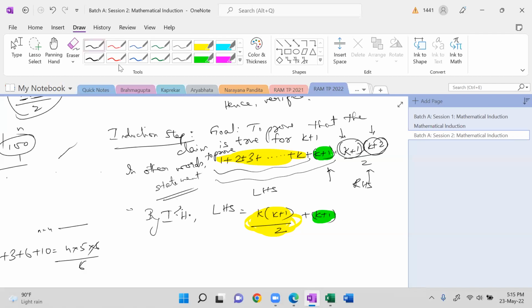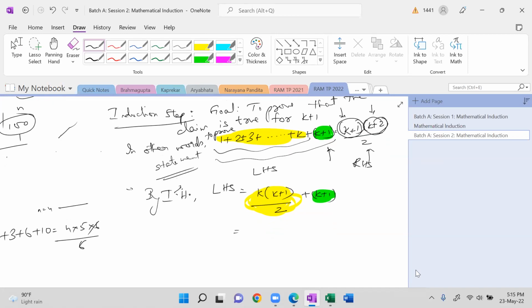Okay, sir, I got it. Yeah, plus k plus 1. Now it's your favorite game, right? You have some expressions, you add, subtract, and then we will get somewhere. Deekshant, what do you think we can do next?